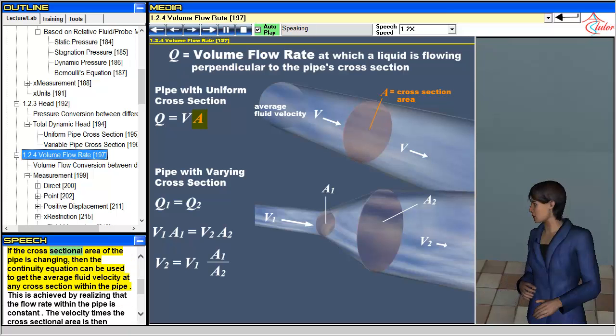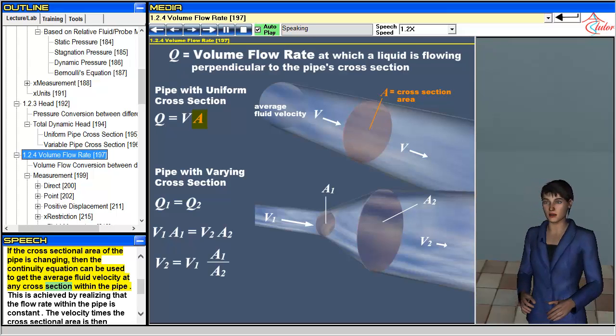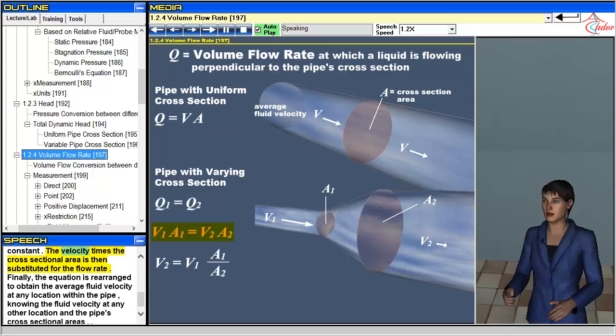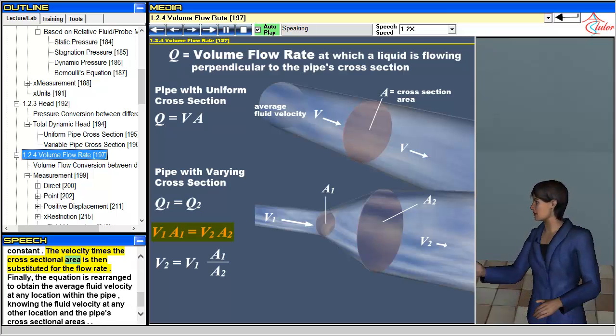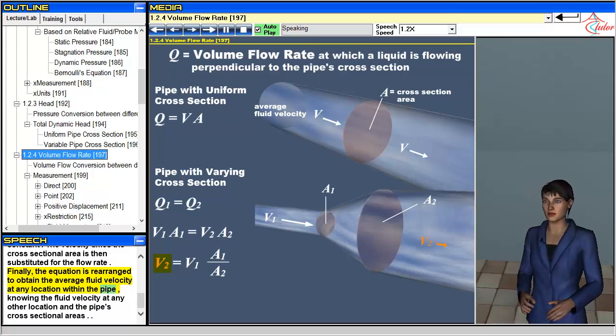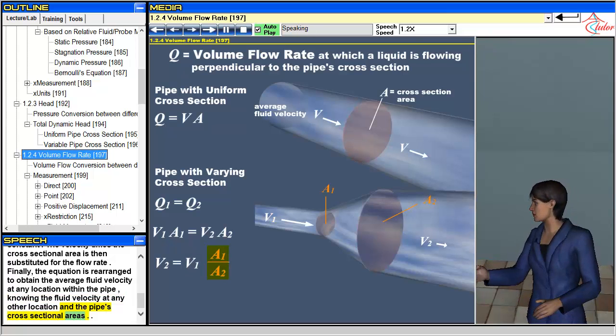If the cross-sectional area of the pipe is changing, then the continuity equation can be used to get the average fluid velocity at any cross-section within the pipe. This is achieved by realizing that the flow rate within the pipe is constant. The velocity times the cross-sectional area is then substituted for the flow rate. Finally, the equation is rearranged to obtain the average fluid velocity at any location within the pipe, knowing the fluid velocity at any other location and the pipe's cross-sectional areas.